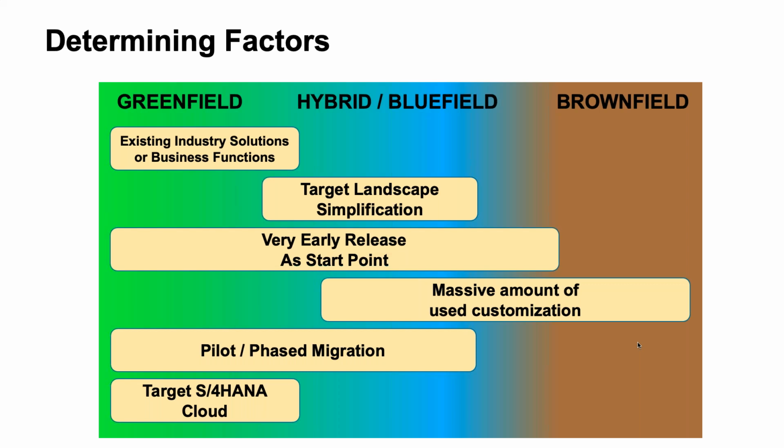The more customization that you have in your existing landscape that is used and that still brings your business value and that you want to retain, I think the more that will push you away from greenfield towards one of the other options. If you want to avoid a big bang, if you don't want to take the risks associated with your entire scope of whatever's running in one of your SAP ECC systems today, if you want to go for a pilot or a phased migration, then obviously that's going to move you away from brownfield.